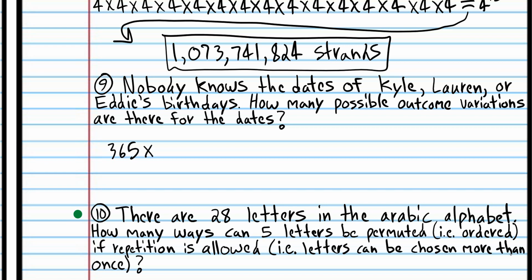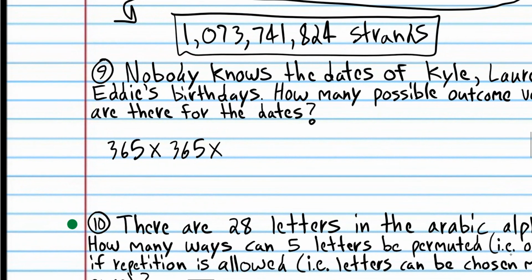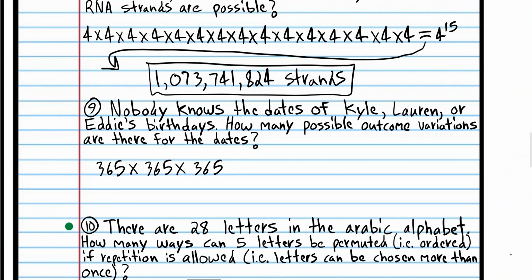Now let's choose Lauren's birthday. How many options do we have? Well, we're choosing from the same pool of things. So it's the same number, just like we had the same numbers up here, 10, 4, now we have 365. And notice that we're multiplying by the same number over and over and over again. And now we're going to choose Eddie's birthday, so that's 365.